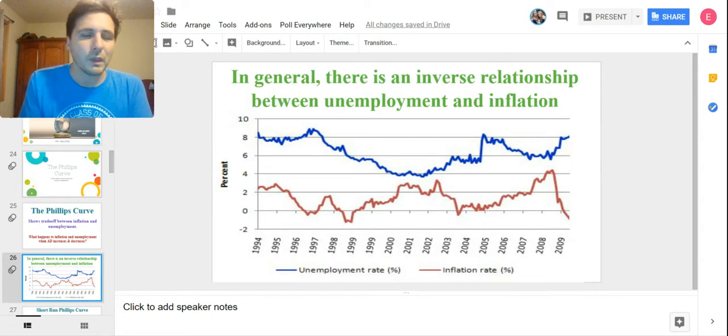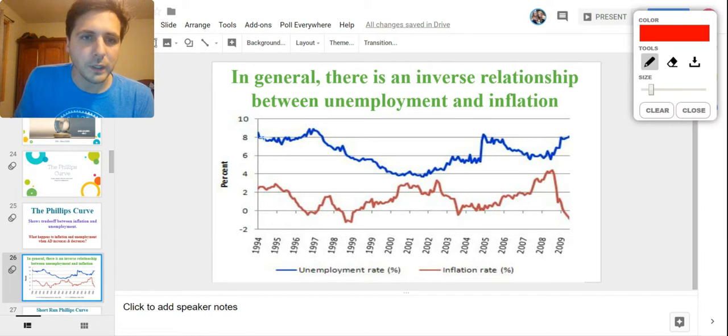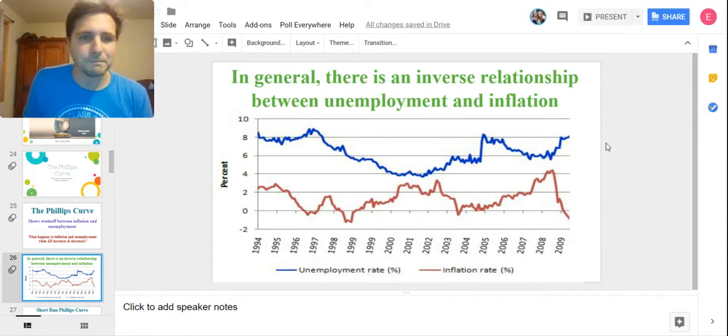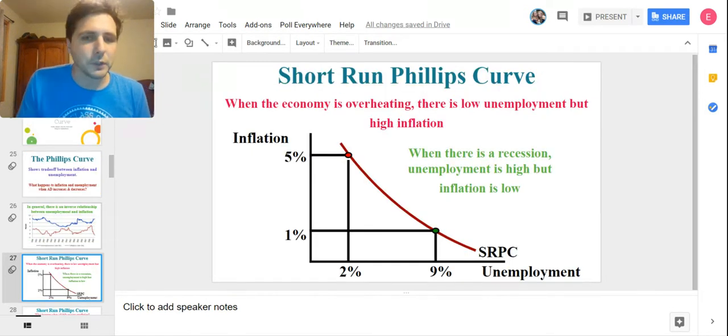All right. So in general, that's what we just said. There's an inverse relationship. So as you can see here, as you're running along, you can see that the unemployment rate, when it goes up, the inflation rate goes down. It's practically a complete mirror image of the other. All right, so let's keep on rolling. Here we go. So here's a Phillips curve.